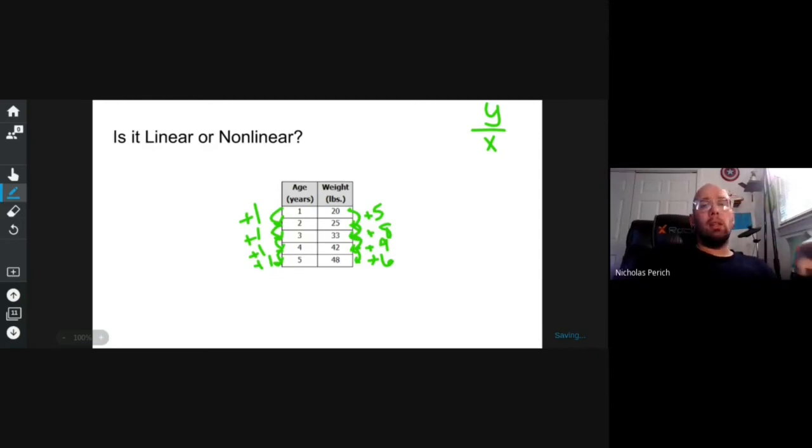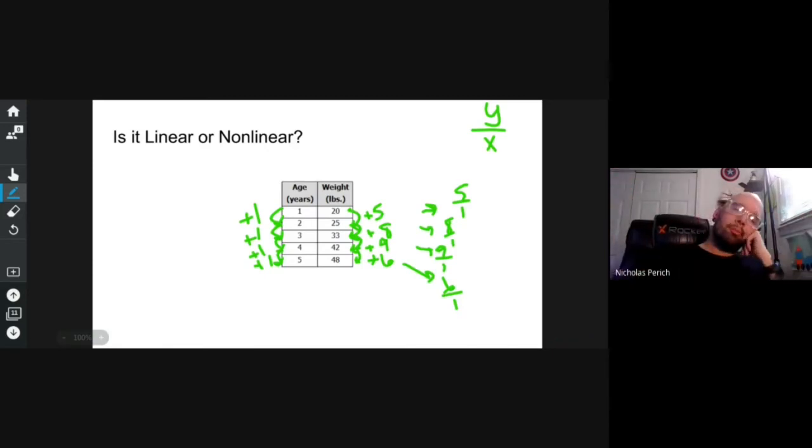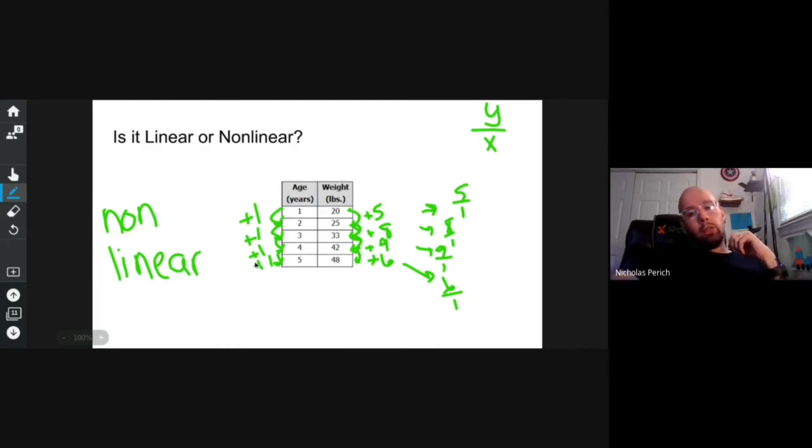So clearly, if I wanted to do my y's over x's, remember the right side's always y, that would be 5 over 1, then 8 over 1, then 9 over 1. It's not the same number every time. I'm supposed to get the same number every time. And I don't. Different numbers every time. I got the same number over here. Good. I got different numbers over here. Bad. That's what makes it nonlinear.